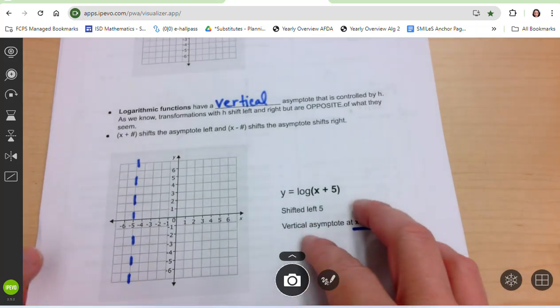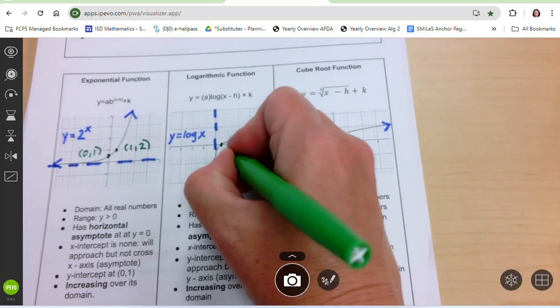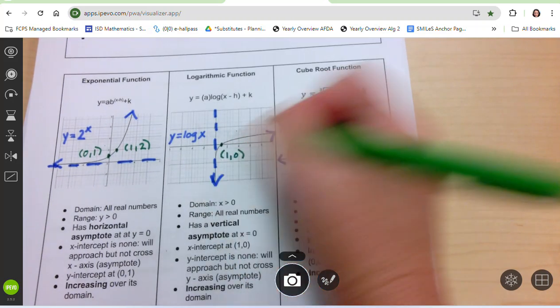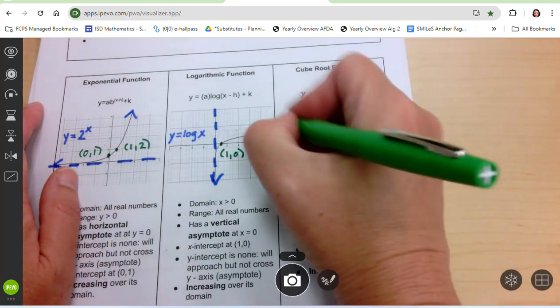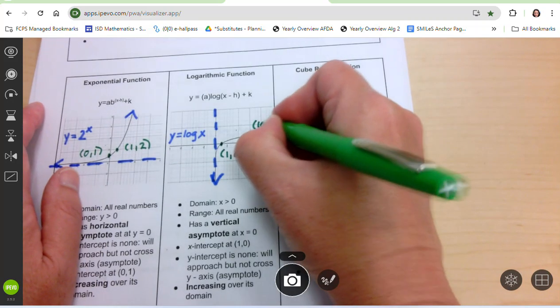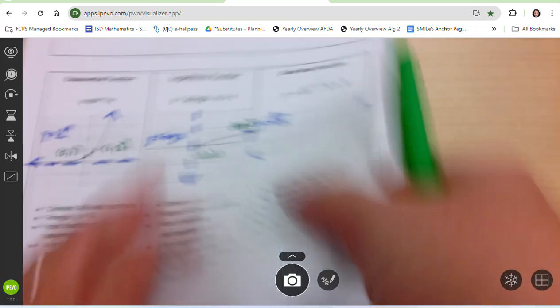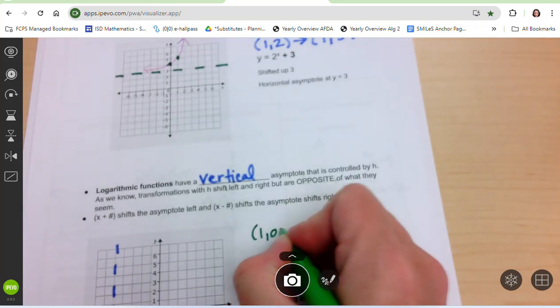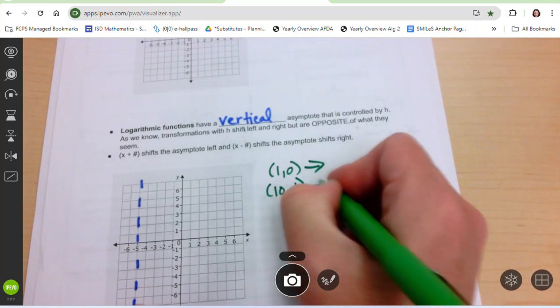Now I'm going to go back to the parent function, the logarithm function, right here. The 2 points I'm going to use are right here at 1, 0, and then the other one I want to use is actually at 10, 1. So 1, 0 and 10, 1. Those are the points I'm going to use. I'm going to transform them left 5.